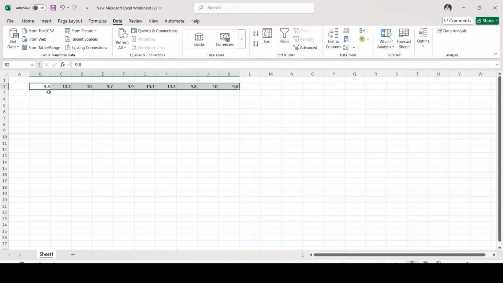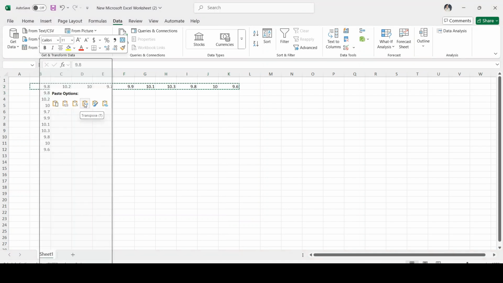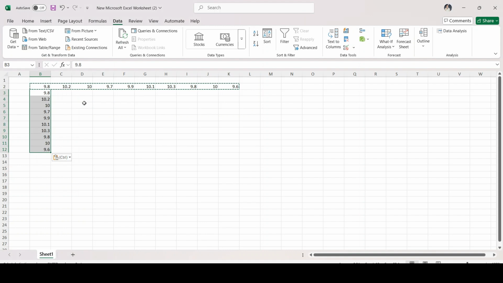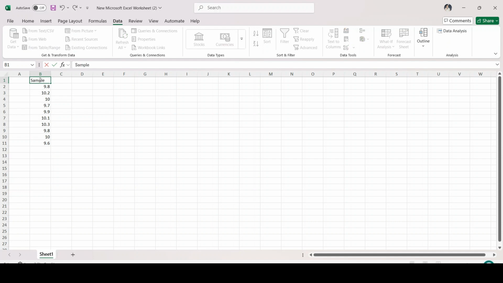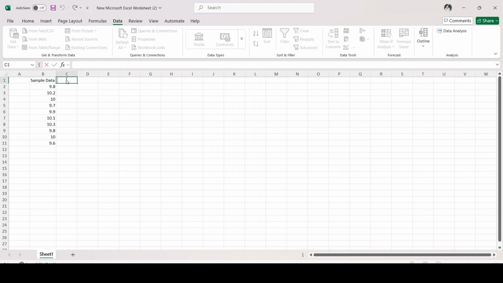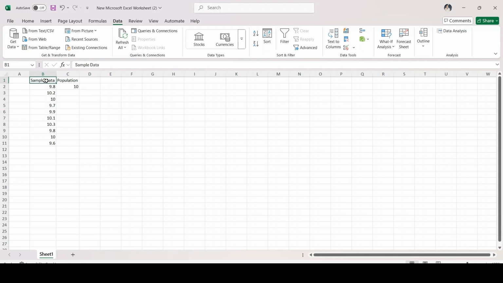But we want these in a column, so we copy and transpose from row to column. Now you see that we have converted these values into a column. Like this you can move the values, and we can write here the sample data. And the population data is 10, so we write the value 10. Now we have only the sample and the population mean.